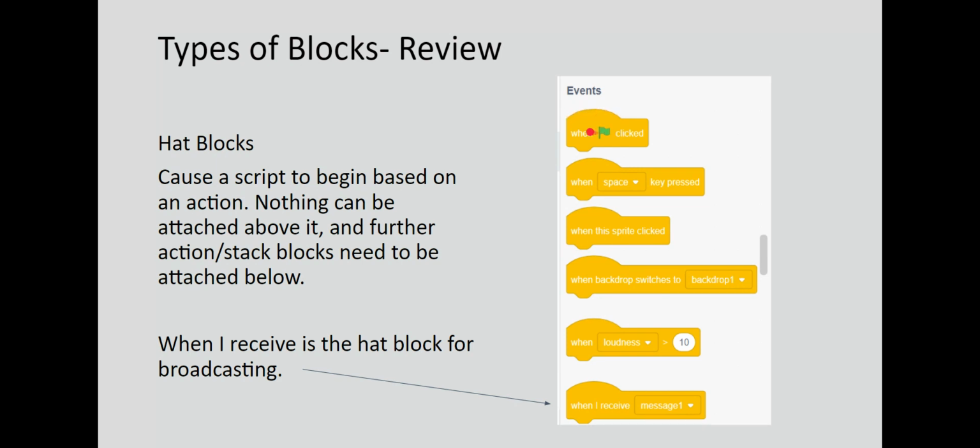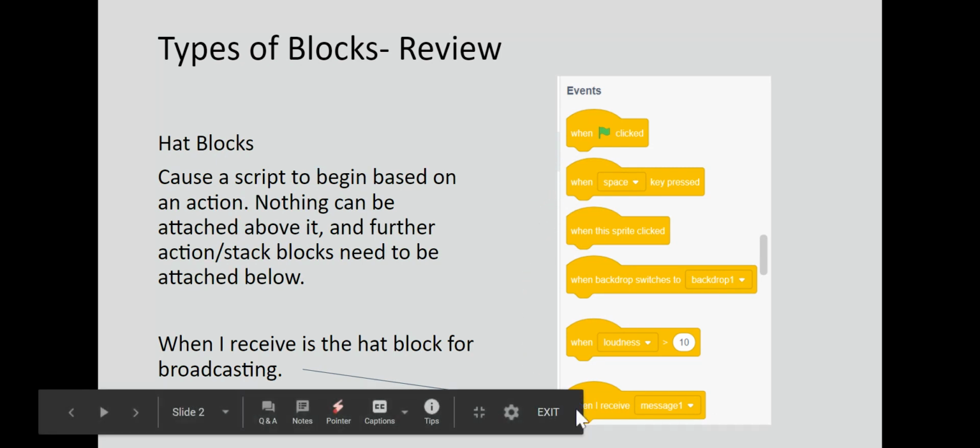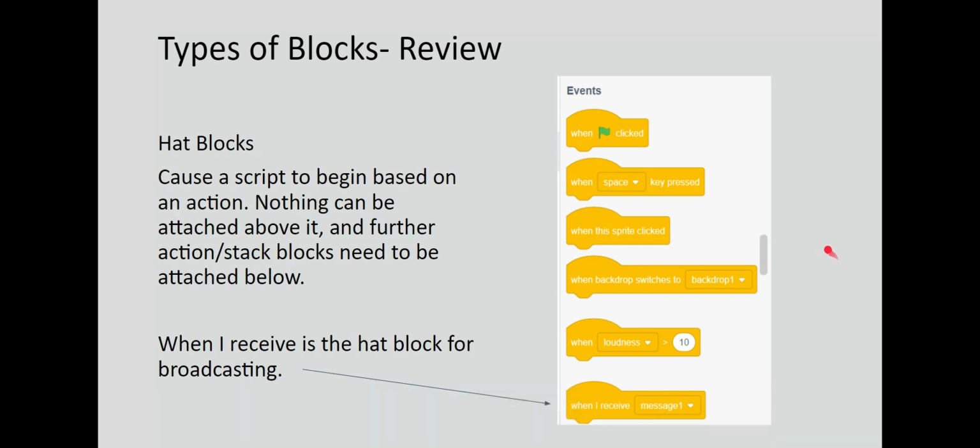A hat block tells you to start doing the rest of the script when something happens, when the green flag is pushed, when a space key or another key is pressed, when a sprite is clicked. Down here it says when I receive message, and for broadcasting that's the one that we're going to be using, the one that says when I receive message 1.